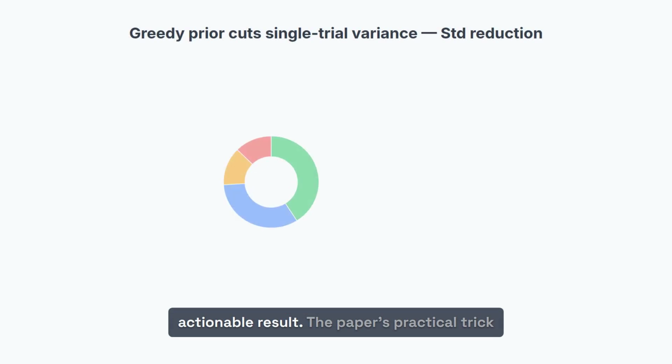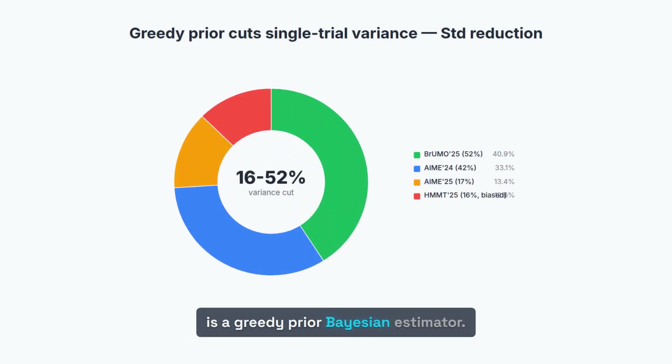Now, the most actionable result. The paper's practical trick is a greedy prior Bayesian estimator. You run one cheap greedy decode first and use it as an informative prior. That always cuts the variance of single trial rankings by 16 to 52%. The biggest win is on Brumo, 52%.